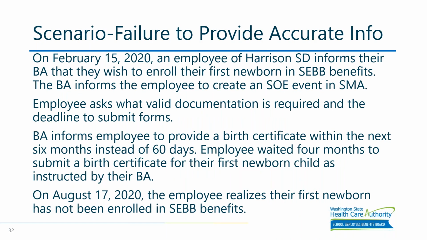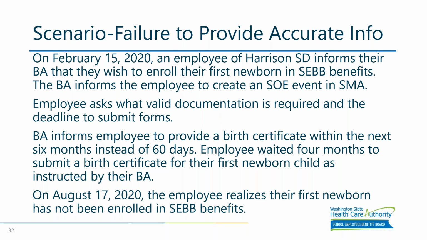And I believe this is the last scenario here. So this is a failure to provide accurate information that the employee relied upon. On February 15th, an employee of Harrison School District informs their BA that they wish to enroll their first newborn in SEBB benefits. The BA informs the employee to create an SOE event in SEBB My Account. The employee asks what valid documentation is required to add my newborn and the deadline to submit these forms.